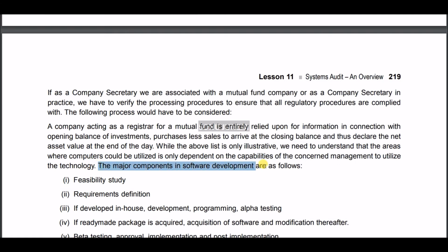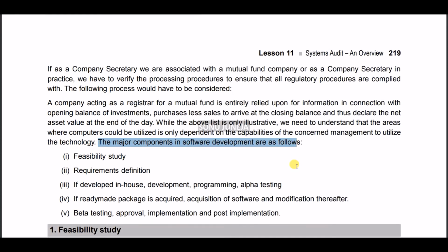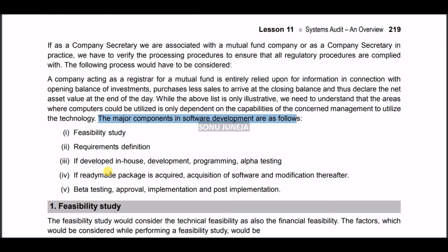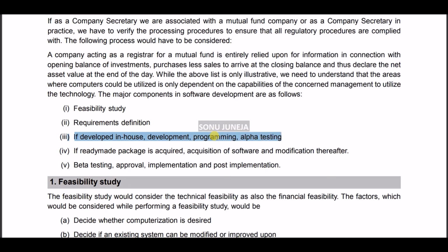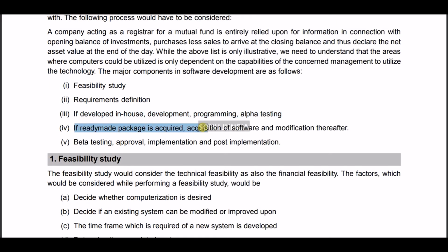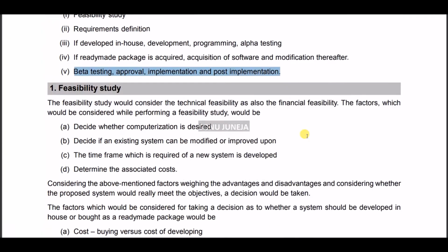So the major components in software development are as follows. While developing software, these things are considered and prioritized. First is the feasibility study, then the requirements definition. If it is an in-house development program, alpha testing. If ready-made, acquired, acquisition of software, modification thereafter. Then beta testing, approval, implementation, and post-implementation.